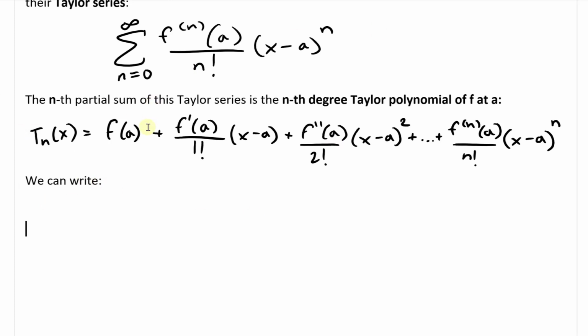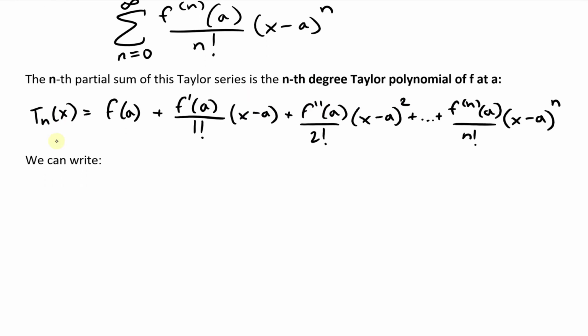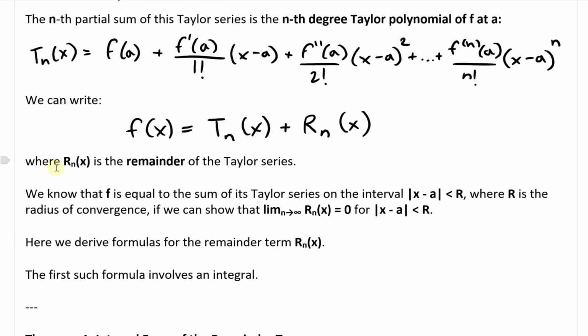Now that we have this partial sum of the Taylor series, or this nth degree Taylor polynomial of f at a, we can write f of x as equal to the Taylor polynomial plus a remainder. So we approximate it by a Taylor polynomial, plus R_n of x, where R_n of x is the remainder of the Taylor series. We know that f of x equals the sum of its Taylor series on the interval where the Taylor series converges, which is the absolute value of x minus a less than R, where R is the radius of convergence.